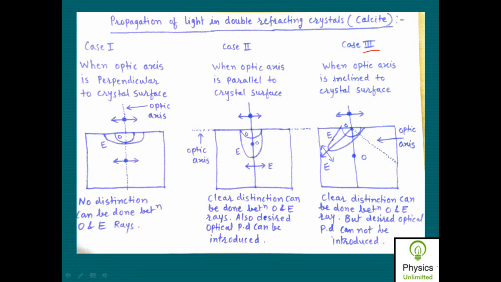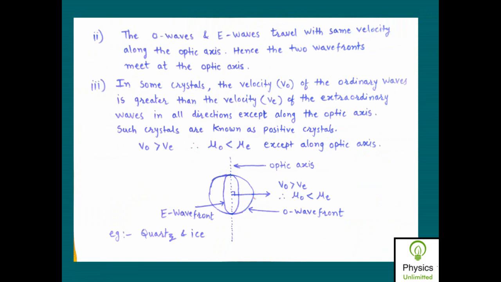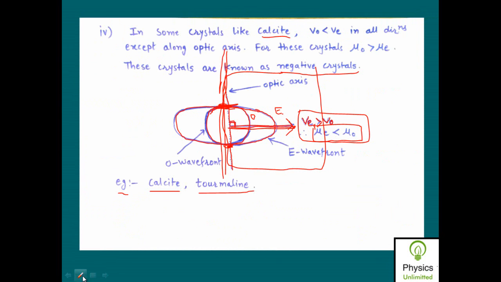So when the optic axis is inclined to the crystal surface, so now this is the crystal surface and the optic axis is inclined with respect to the crystal surface. So again, when a beam of unpolarized light is introduced, then two wavefronts will originate, one for the ordinary ray which is spherical in shape, and this wavefront will travel along this direction, while we have seen just now that the velocity for extraordinary ray is maximum in which direction?